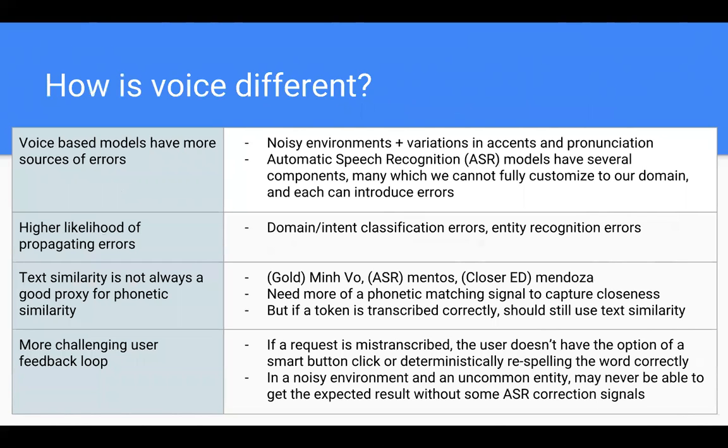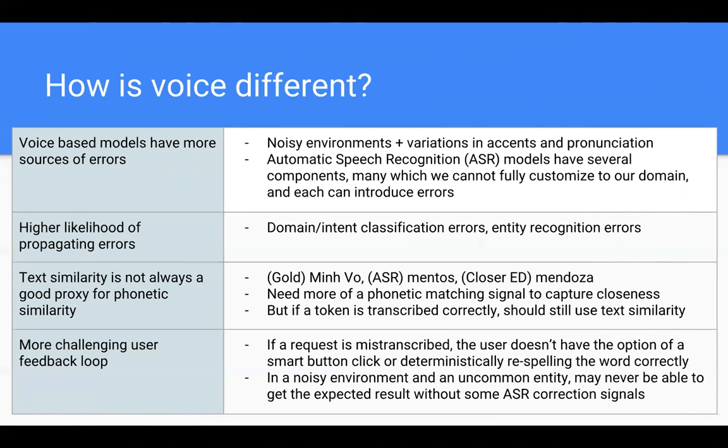Voice is different. And the reason why voice is different is it has more sources of errors. These errors are noisy environments as well as variations in accents and pronunciations. People are speaking around you, and there are different accents of people. And so the ASR system has to handle all these different variations. Moreover, in production systems, your automatic speech recognition models are black boxes in the sense that you cannot access some of the hidden layers within the model. And so essentially you have to work with the quirks of that particular ASR model.